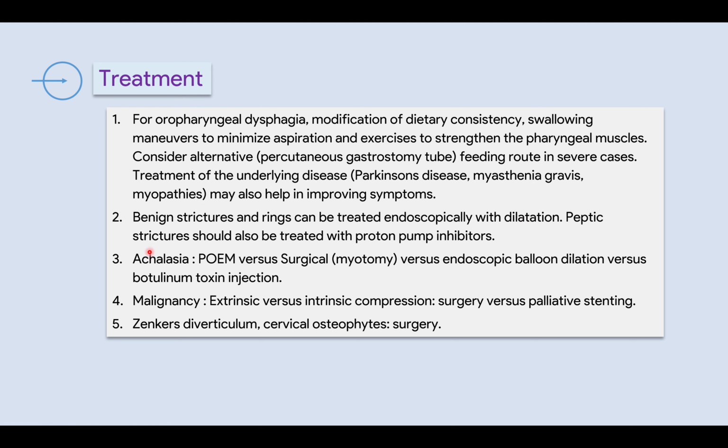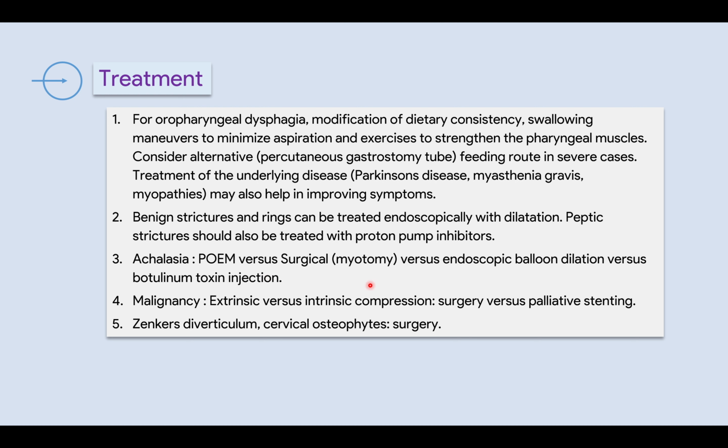If the patient is suffering from achalasia, so what is achalasia? Achalasia is a primary motor disorder of the esophagus causing dysphagia, and it is a special kind of disease in which the muscles get weak, and there will be a permanent contraction of the LES which needs to be relieved. So there is something called POEM, which is per oral endoscopic myotomy, versus surgical Heller's myotomy, versus endoscopic balloon dilatation. Botulinum toxin injection can be done temporarily, but the treatment just lasts for around 2 to 3 months, and repeated botulinum toxin has to be given.